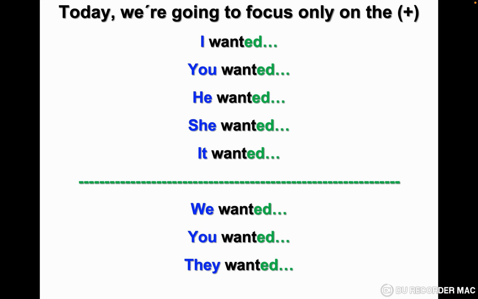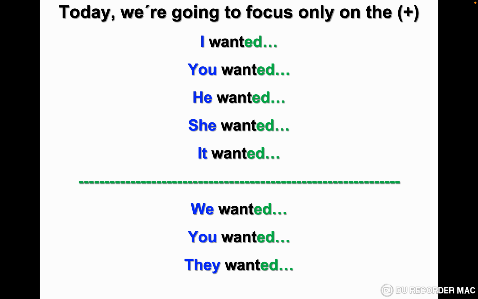In the negative form we don't have wanted with ed, and in the question we don't have wanted with ed. So wanted with ed just in the positive form. In the negative form we use didn't. I didn't want. If you write I didn't wanted, it's not correct. So today we are going to focus only on the positive because we have ed or the verb changes the vowel. Because in the negative and in the question, the verb doesn't change. It remains in the infinitive. But these things we are not going to study today.